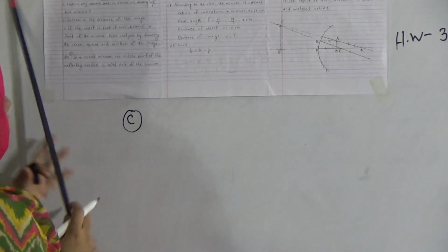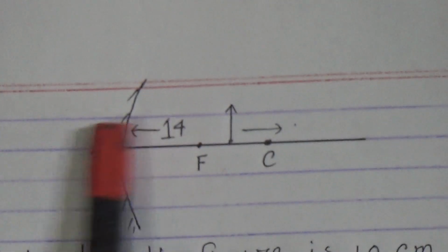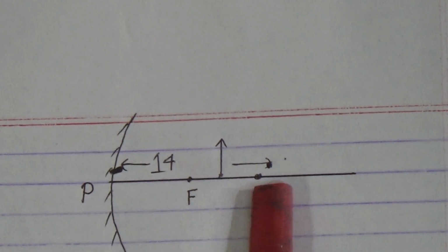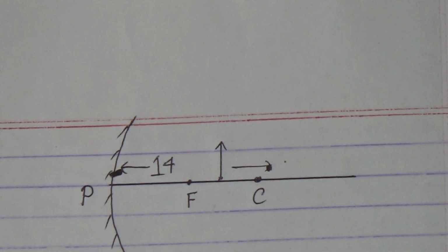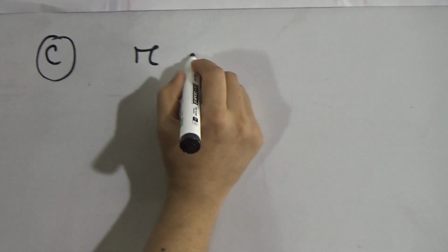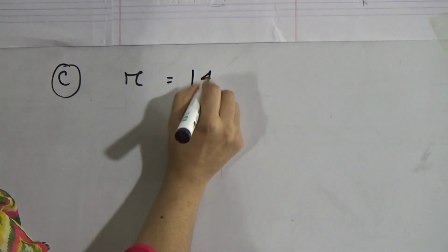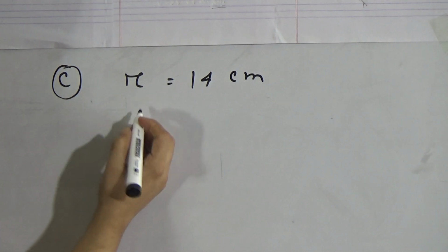That means according to the stem, here the mirror is a concave mirror, and here given is 14, yes, 14, the distance from here to here. That means this is the center of curvature. So here given the radius of curvature, we indicate the radius of curvature by small r. So here given r is 14 centimeter. Okay, here given r is 14 centimeter.